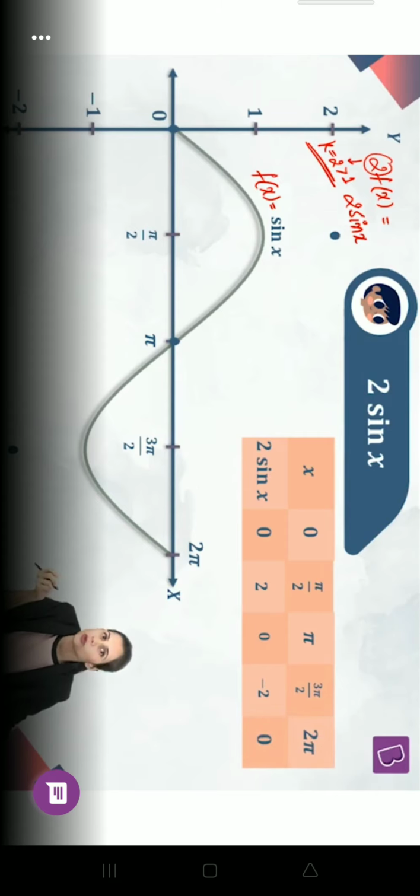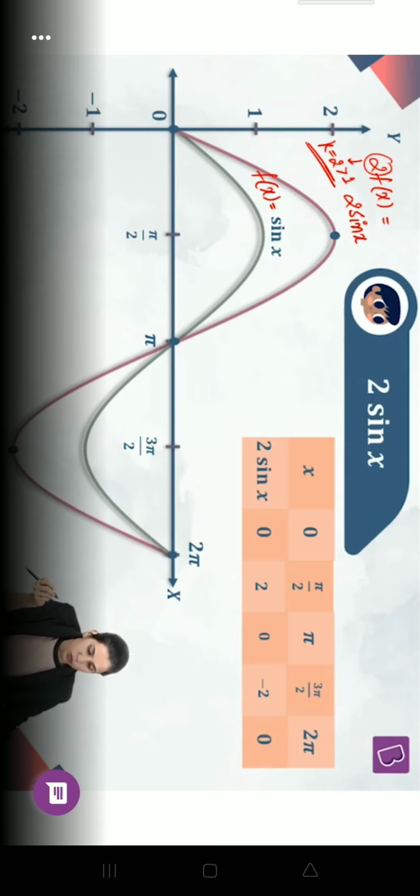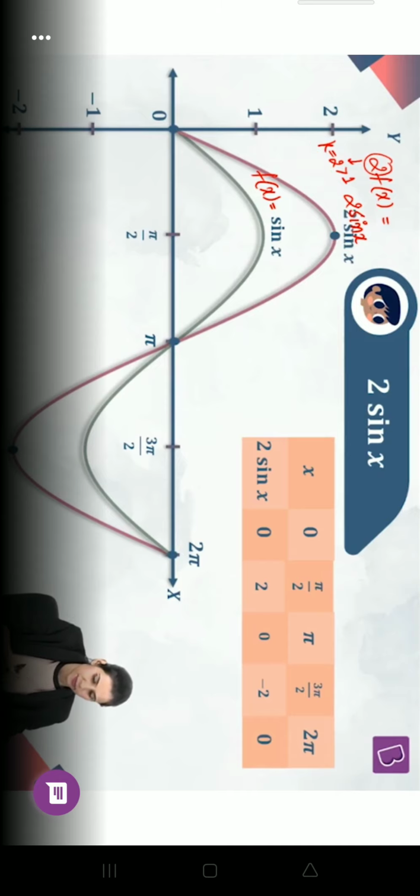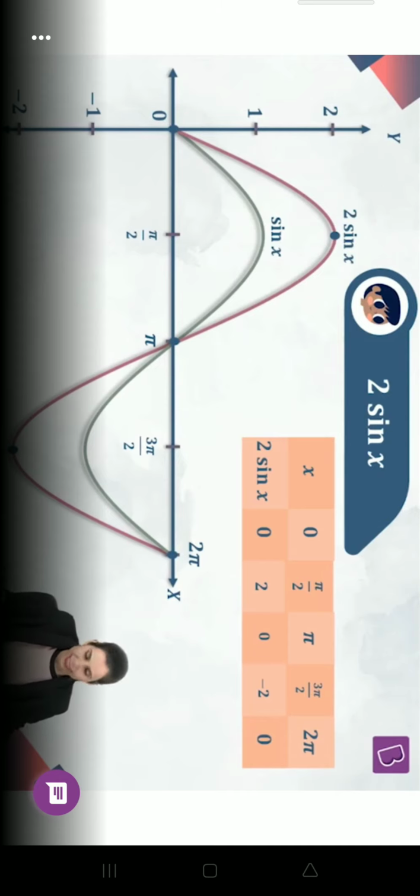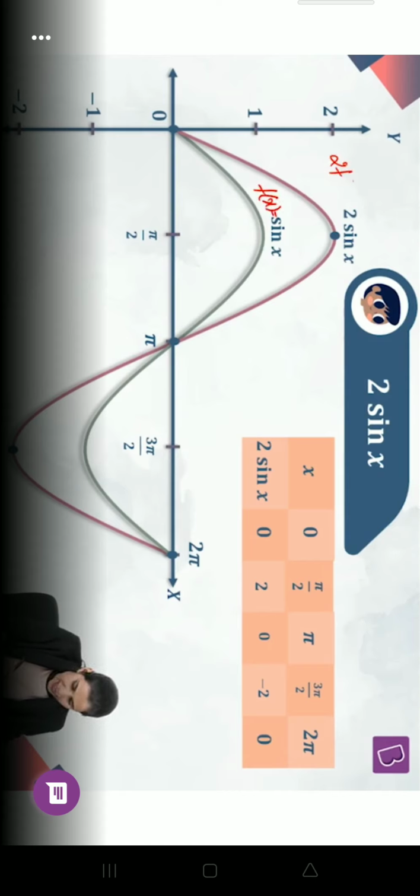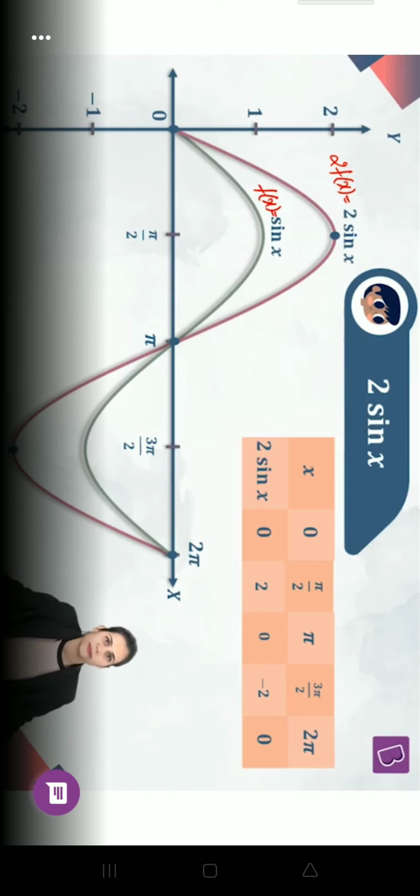this is 0, 0. This point is pi by 2, 1. This point is pi by 2, half. This point is pi, 0. This point here is 3 pi by 2, minus 1. And this one is 3 pi by 2, minus half. And this one is 2 pi, 0.